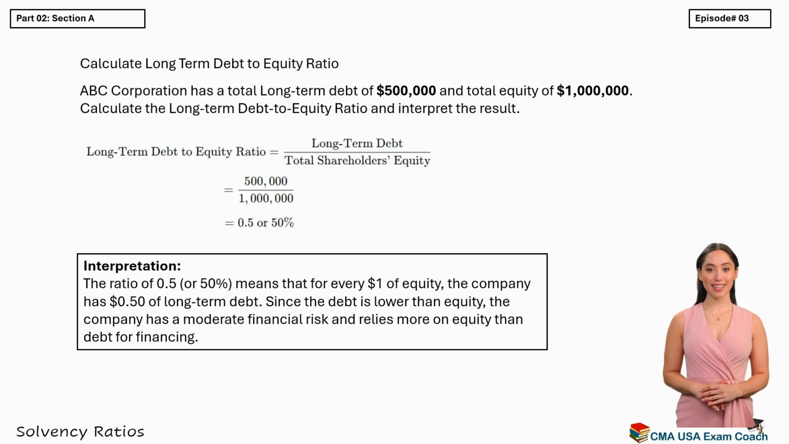This is generally seen as a sign of financial stability, as it means the company has lower interest obligations and is less exposed to risks from debt repayment. However, it may also indicate that the company is being conservative with leverage and might not be fully utilizing debt to expand its operations. Investors and creditors often compare this ratio to industry standards to determine if the company's debt levels are appropriate.